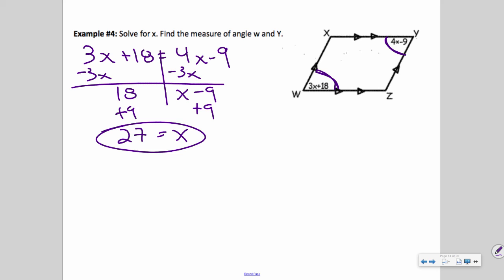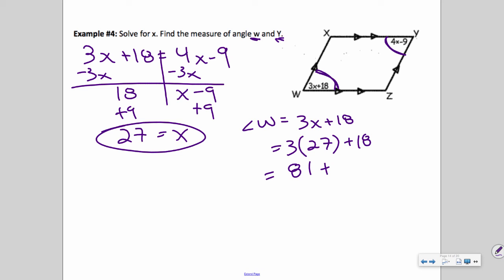The trick with this question is after I find the x, it says find the measures of angle W and Y. That means I actually have to take my x and plug it in. So my angle W is 3x plus 18. So I'm going to do 3 times 27 plus 18. That's going to be 81 plus 18, which is 99 degrees. So this is 99 degrees. This has to be 99 degrees.